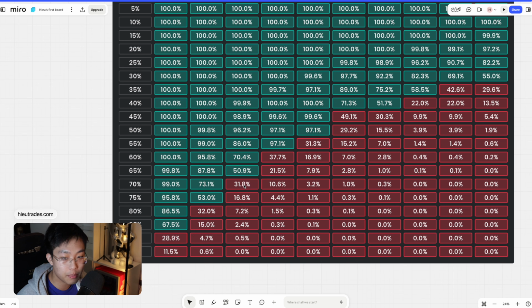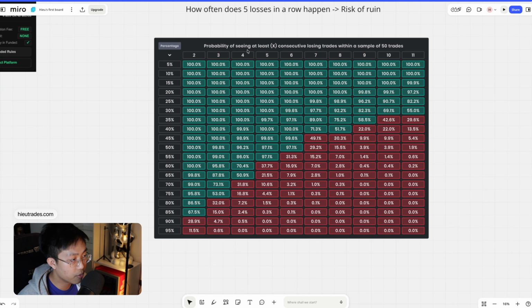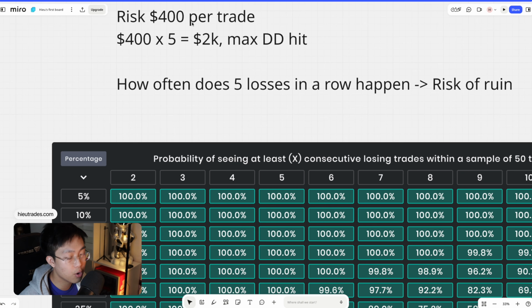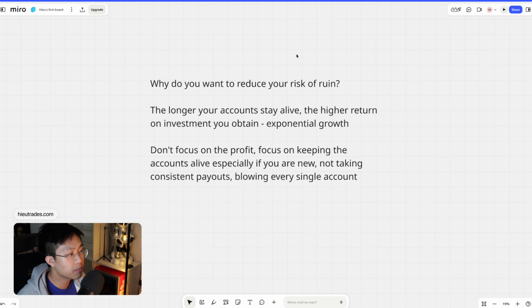It becomes 30%. So with a 70% win rate, and if you're risking $400 per trade, there is a 30% chance that you see a losing streak of 4 consecutive trades within a sample of 50 trades. And still, this is not enough to blow your account if you're risking $400 per trade, because you need 5 losing trades in a row to blow the account. Right, so that brings me on to the next thing.